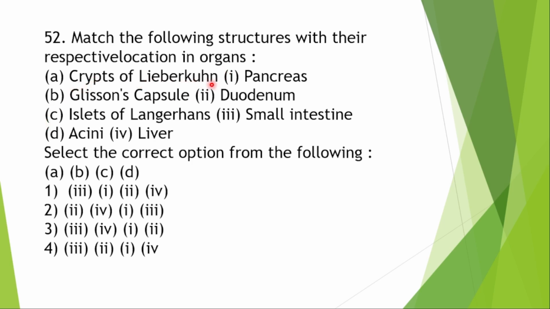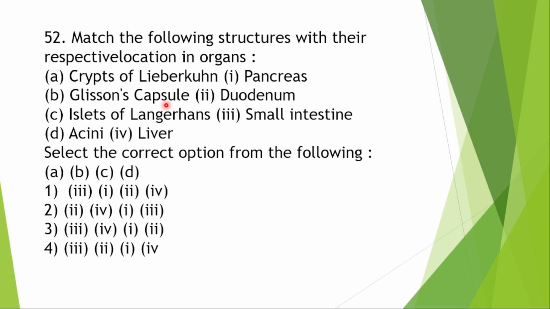Crypts of Lieberkühn, Glisson's capsule, and the islets of Langerhans, acini are given. So this is column 1. You must match this column 1 to column 2. Here, crypts of Lieberkühn is for small intestine, that is A is 3.